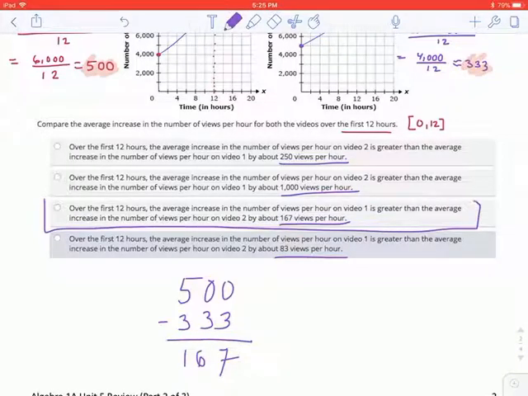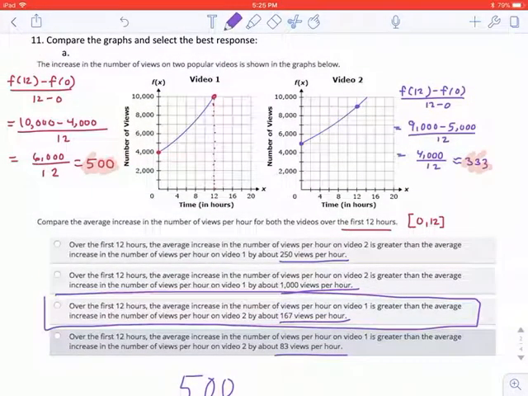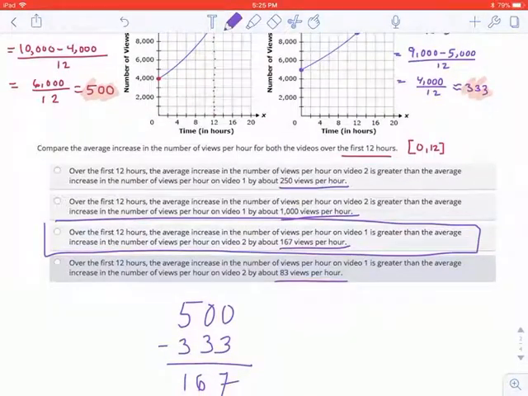And let's double check. Even though I got the right number that I'm looking for, let me make sure that it's saying that video 1 is 167 views more on average. So over the first 12 hours, the average increase in the number of views of video 1 is greater than the average views for video 2 by 167. So that matches up. So this is what we want.